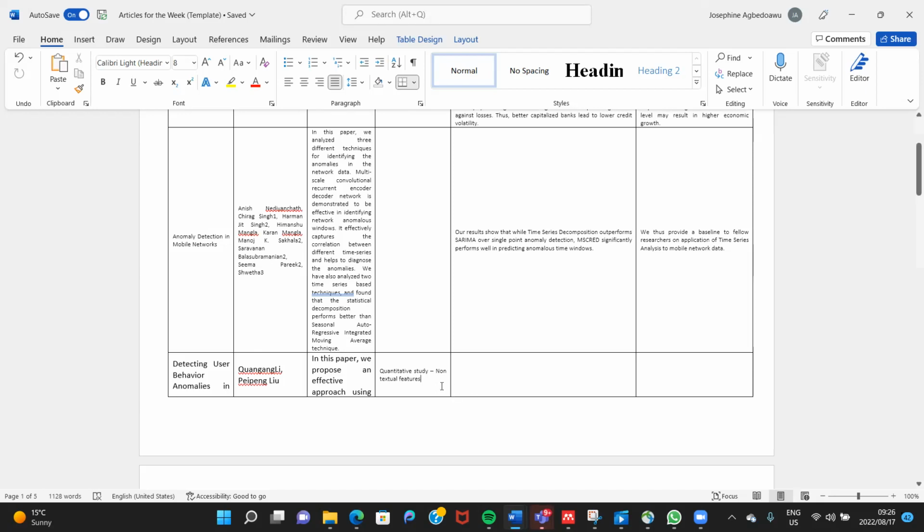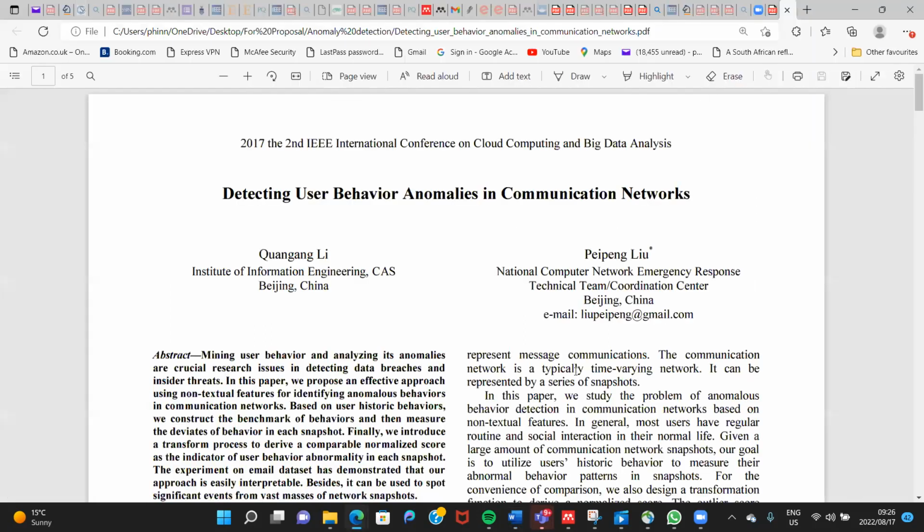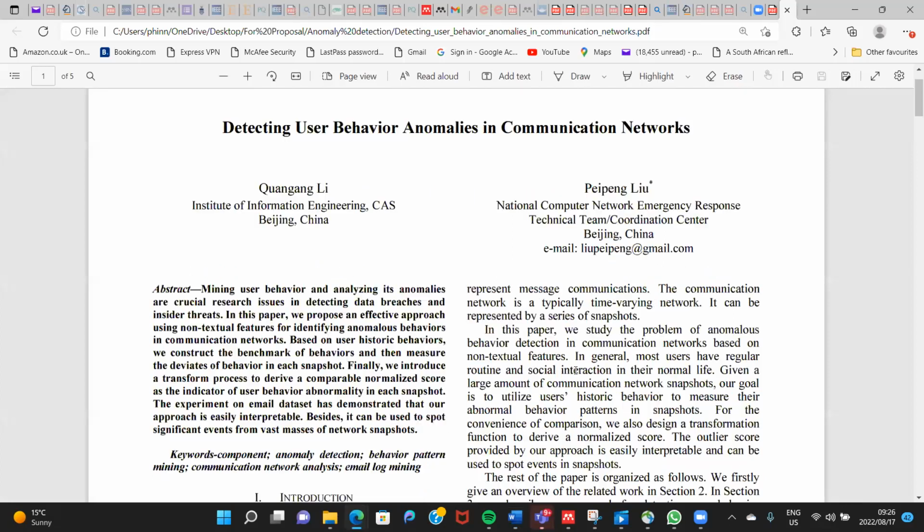Then let's look at the findings. So let's go to the findings. So here the findings were, it was indicated. It said, finally, we introduce a transform process to derive a comparable normalized score as an indicator of user behavior in each snapshot. That's part of the methodology anyway. Now, the experiment on email data set has demonstrated, this is where the finding is, has demonstrated, right?